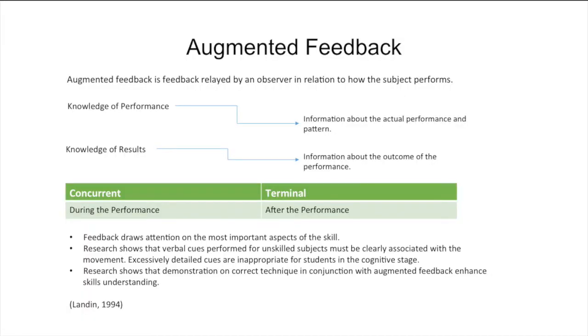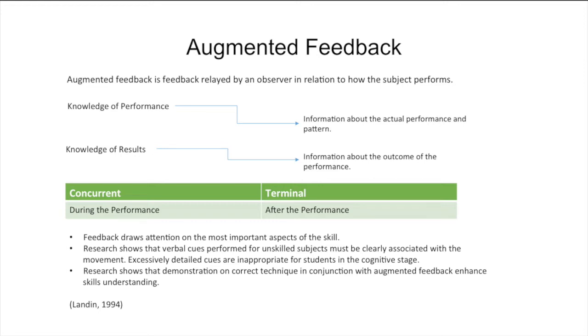Augmented feedback is feedback relayed by an observer in relation to how the subject performs. These include both concurrent and terminal feedback, concurrent being during the performance, whereas terminal is after the performance. Feedback draws attention on the most important aspects of the skill. Research shows that verbal cues performed for unskilled subjects must be clearly associated with the movement. Excessively detailed cues are inappropriate for students in the cognitive stage.